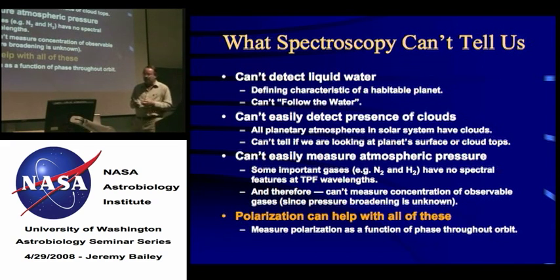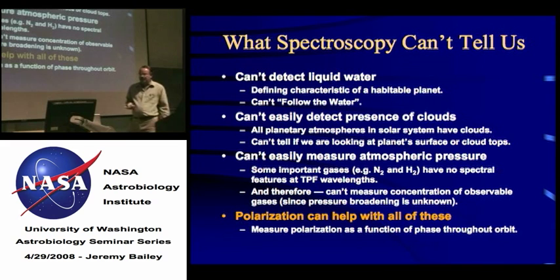Another thing we can't do very well is detect the presence of clouds. All planetary atmospheres in the solar system have clouds of some sort. That means we can't really tell if the light we're looking at is coming off a planet's surface or coming off the cloud tops. So anything we measure about the planet, we don't really know if it's telling us anything useful about the planet's surface. For example, if we look at a planet like Venus, the conditions at the cloud tops are very different from those at the surface of the planet.